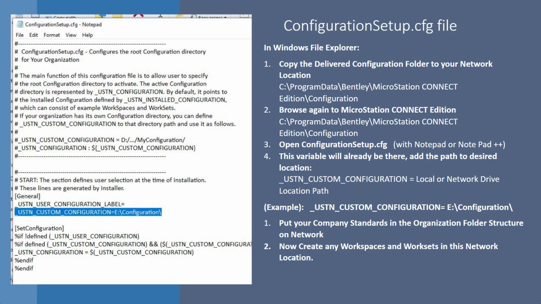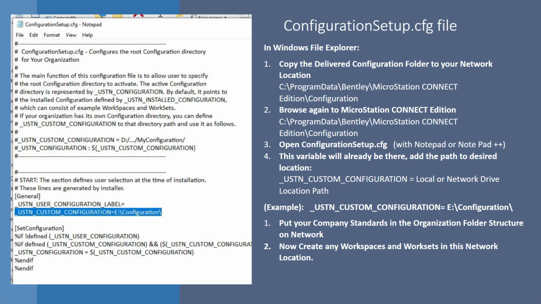So if at the time of installation you choose to pick your custom configuration and you browse to that and pick that, it will automatically populate this variable with that path to that network location. Or if you've chosen a folder, you created a folder there, it populates it to that folder. Then after the fact, you can take your configuration from your C drive, and if you've put in your organization standards, you've created your workspaces, your work sets and everything, then move them out to the network folder location and set this variable to that path.